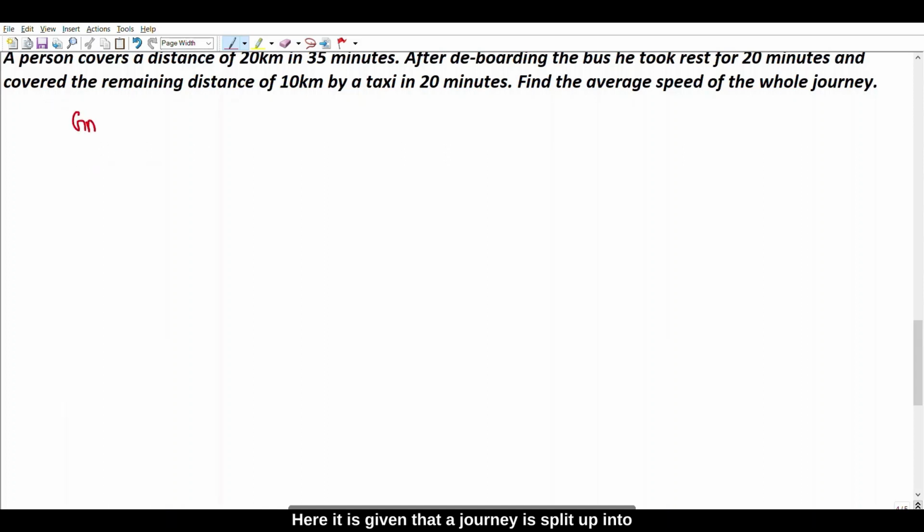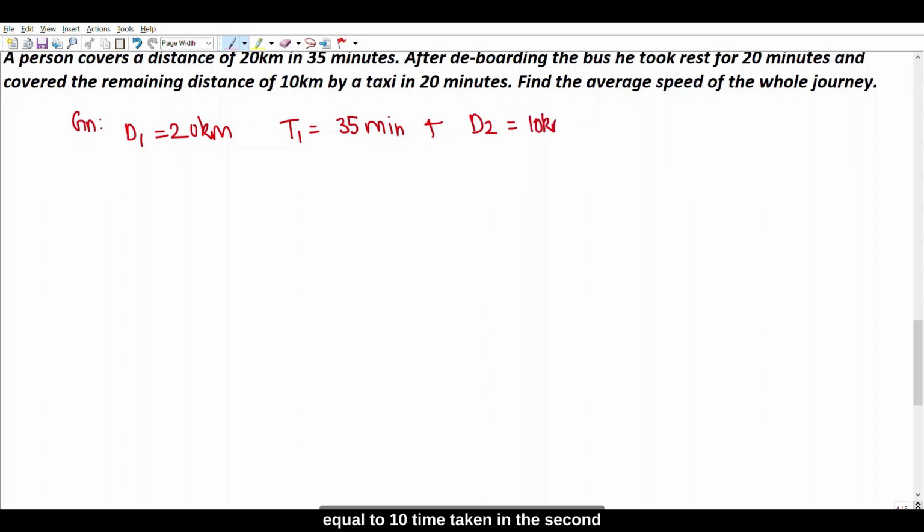Here it is given that a journey is split up into two parts and in between he takes rest for 20 minutes. Therefore, the distance covered in first part is equal to 20 kilometers and time taken in first part is equal to 35 minutes. Similarly, distance traveled in the second part is equal to 10 kilometers and time taken in the second part is equal to 20 minutes. In between, he took rest for another 20 minutes.